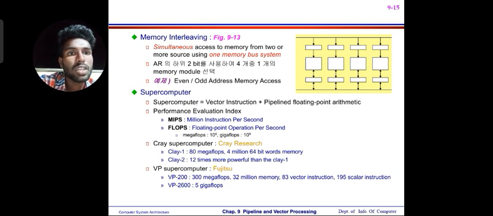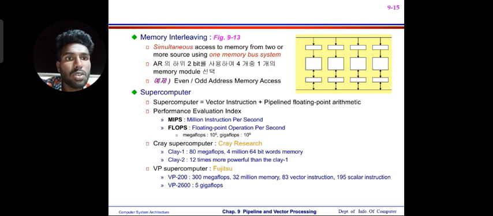Performance evaluation indices: MIPS, million instructions per second, and FLOPS, floating point operations per second. Cray supercomputer, Cray Research. Cray 1: 80 megaflops, 4 million 64-bit word memory. Cray 2 is 12 times more powerful than the Cray 1.